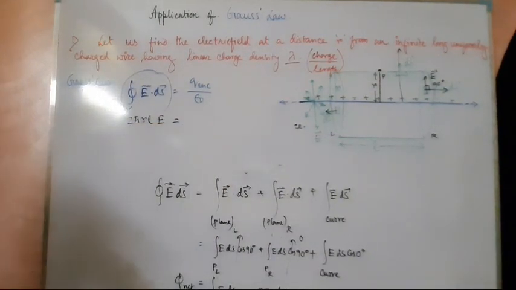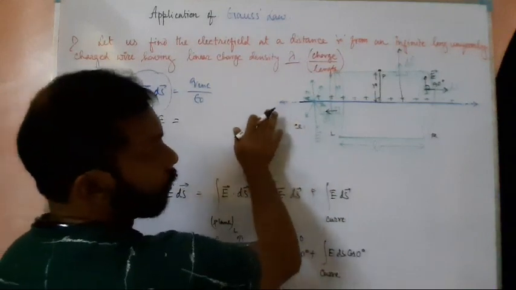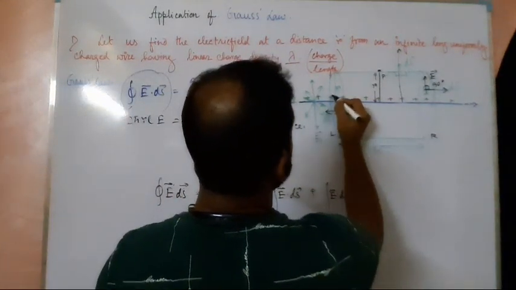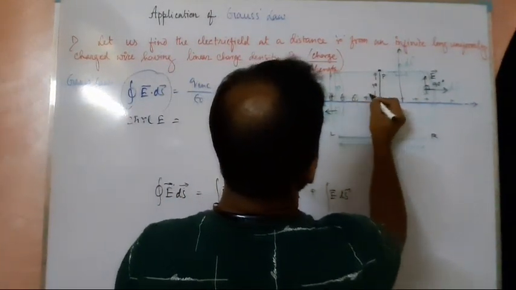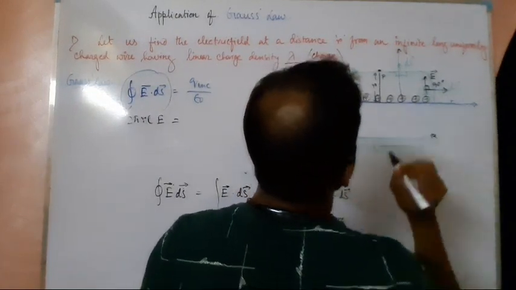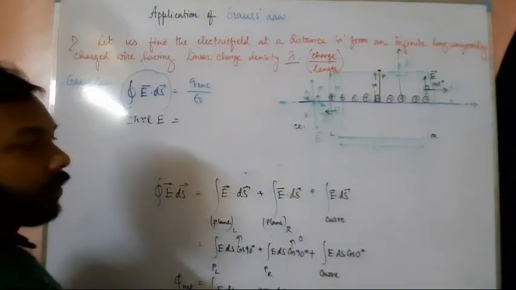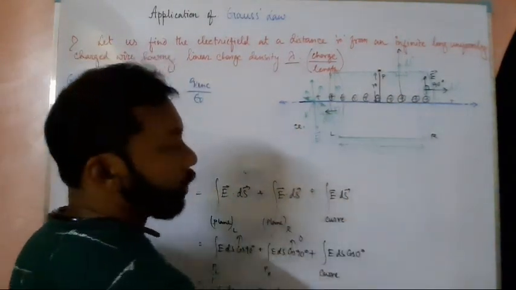And what about the Q enclosed? What is the amount of total charge enclosed within the surface? So Q enclosed is not the total charge. Q enclosed is only those charges which are enclosed by the Gaussian surface. So this is the amount of charges enclosed by the Gaussian surface.